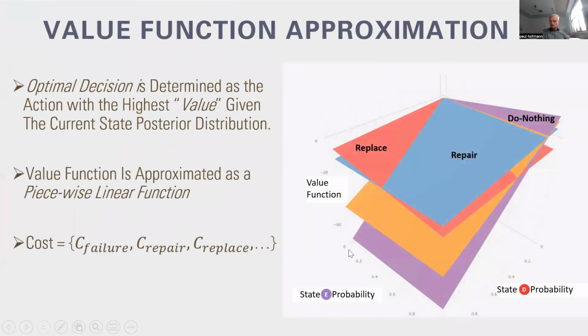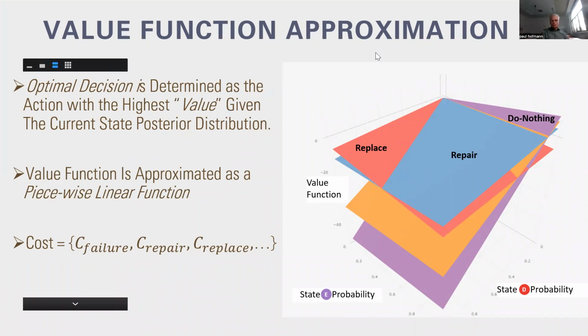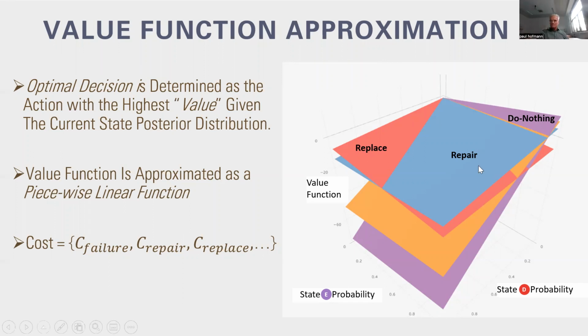For each of those states, you have such a value function: replace, repair, do nothing. And then you want to go to the highest value, in a high dimensional world, in a hyperspace. In this case, it's piecewise linear, so these are hyperplanes. And of course, you have to get the cost function, right? You have a value function, you have an objective function, and for that you get the cost function.